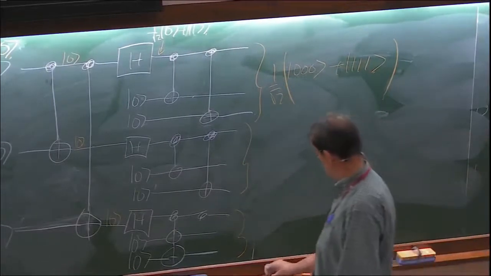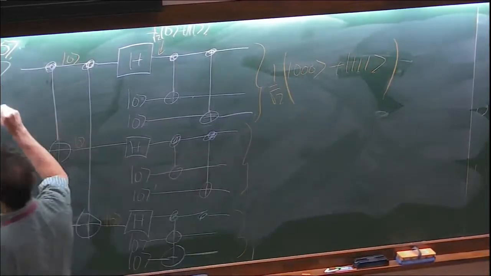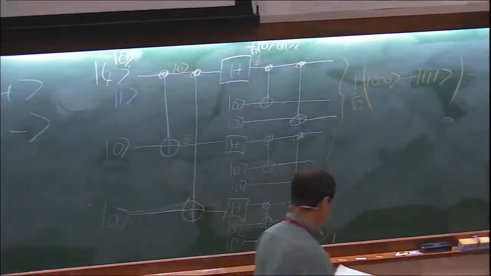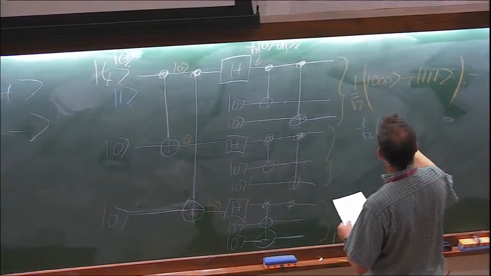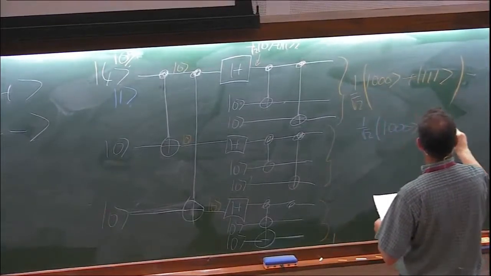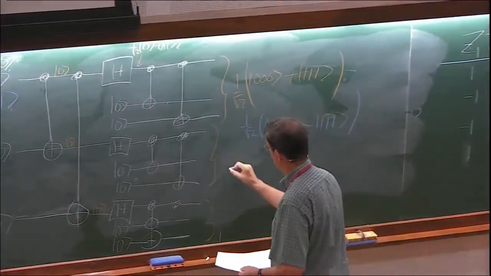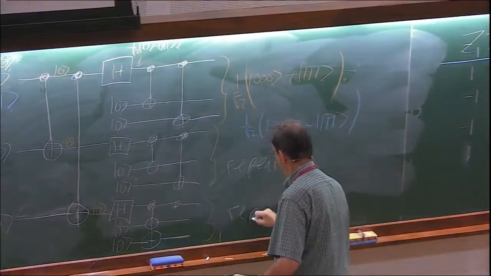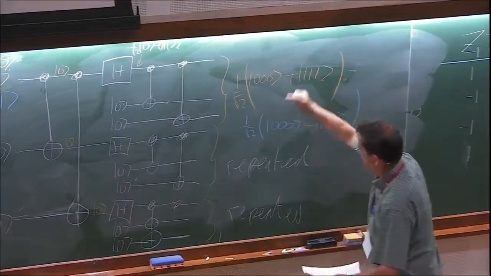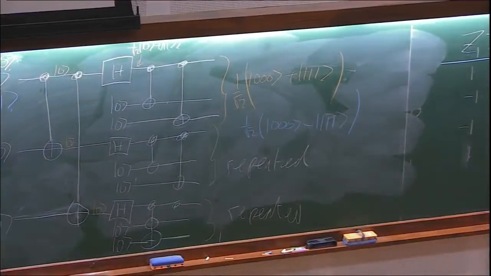And you can check yourself that if I fed in a 1 in blue, then I would get out here 1 over root 2, 0, 0, 0, minus 1, 1, 1. I'll leave you to do that. And again, this is just repeated for each of the blocks of 3. So this is how you encode it.